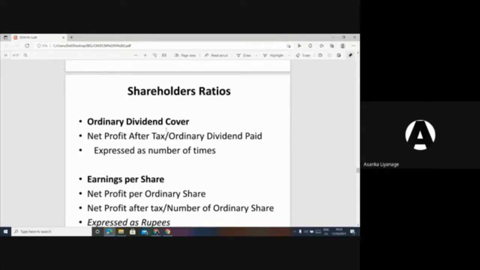Then earning per share, a very famous ratio, that is net profit after tax divided by number of ordinary shares. Per share, what is your profit? That is expressed in rupee terms. The higher the rupee amount, the better it is. Earning per share, net profit after tax divided by number of ordinary shares. Per share, what is the profit we gain as a company?